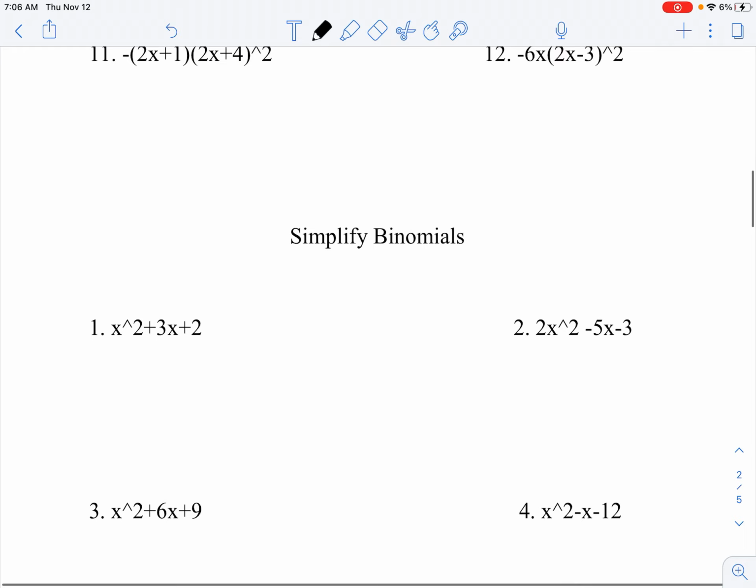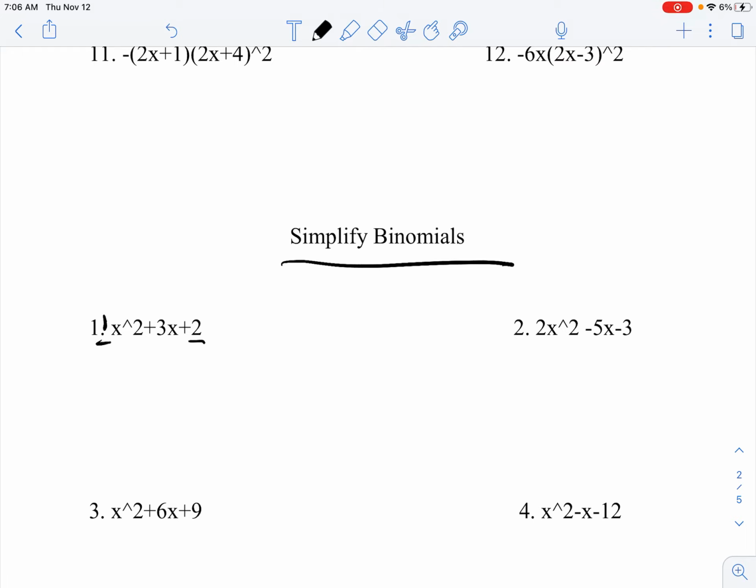Moving on. Now let's try simplifying binomials. So you have here 2. You have here a coefficient of 1. What you do in this situation is you find all the factors that multiply to 2. So 1 times 2 is equal to 2. Is there anything else that equals 2? No. So we create our 2 parentheses and put our factors into the ends.